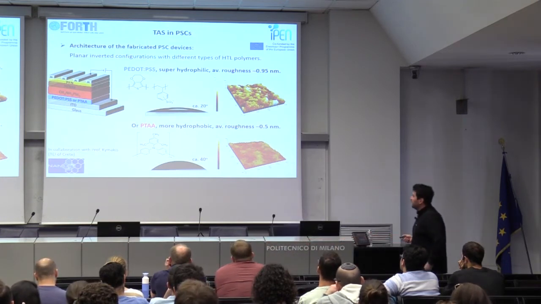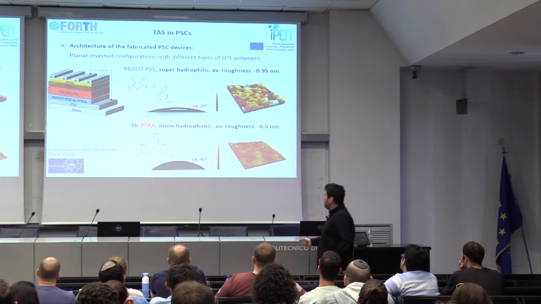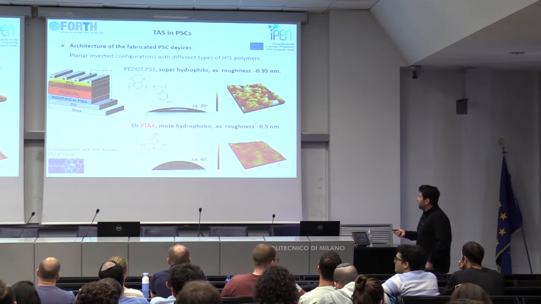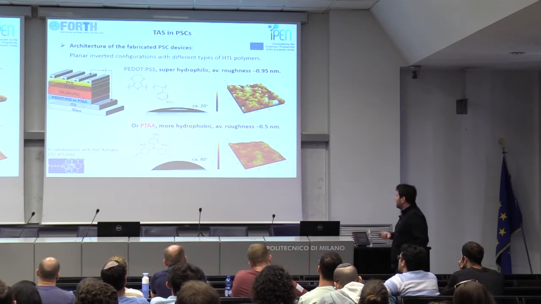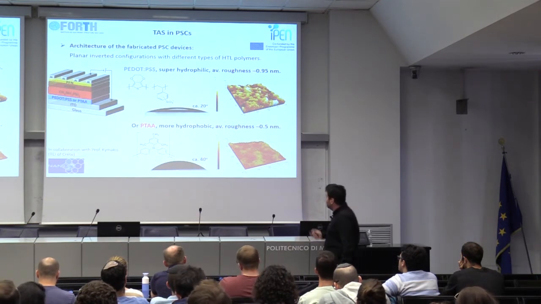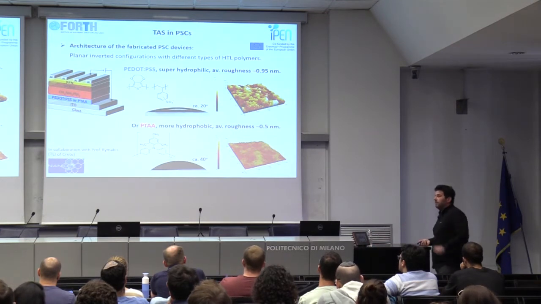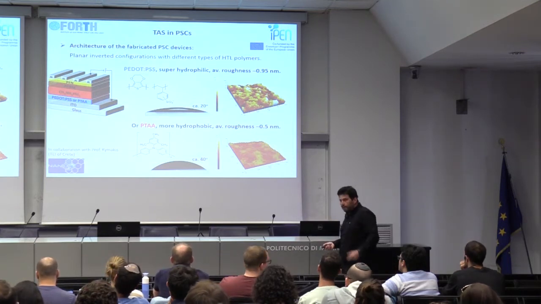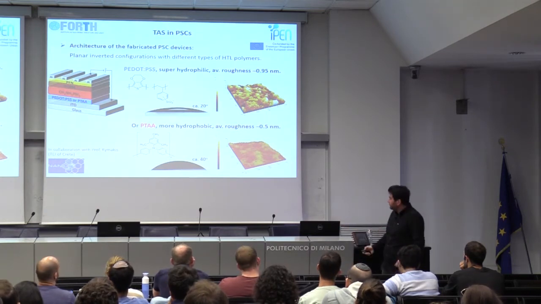So as I said, they make nice samples of these planar inverted configurations. And the thing I would like you to notice here is that we make two sets of samples. One, we employ PEDOT:PSS as a hole transport layer, and in the other set, we employ PTAA, which is more hydrophobic, as you can see, with respect to PEDOT. And the thing that we want to explore is what will be the difference in the morphology of the perovskite and in the photovoltaic properties of these devices by simply employing different hole transport layers.